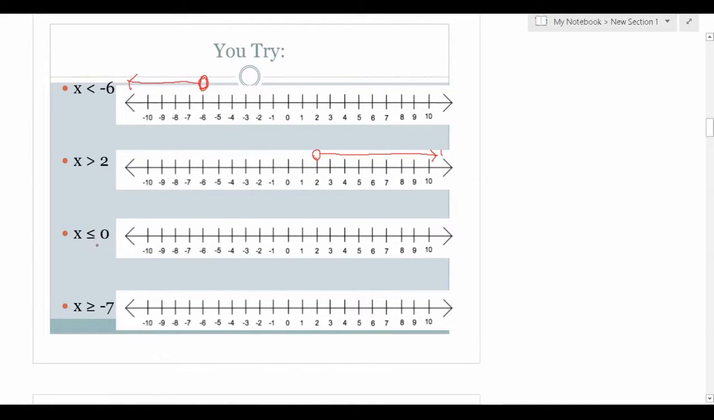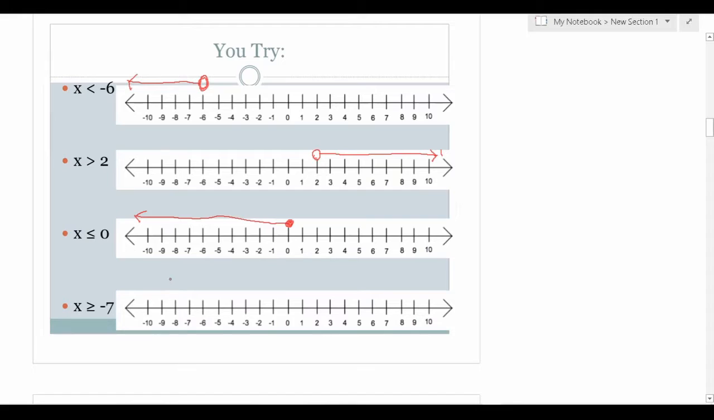X less than or equal to 0. So we're going to place a closed circle above 0, which implies that we include 0. And we're interested, as you can see, in x values that are going to be less than 0, which are -1, -2, -3, and so on. So we're going to draw an arrow to the left.